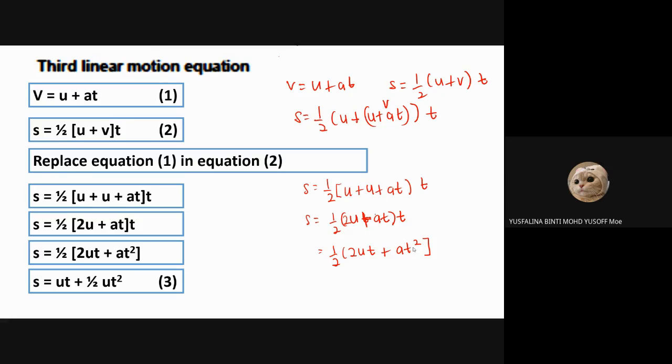Okay, right. So after that, if I expand it, so it should be half multiplied by 2, this one you can cut it off, right? So it will be left with UT. And then when I multiply 1 over 2 with AT square, you will get 1 over 2 AT square. Okay, so that's how you got the third equation.